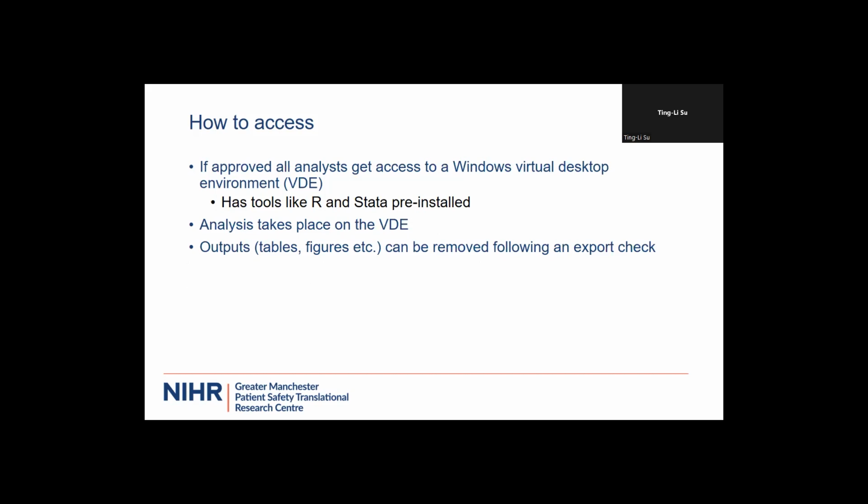If it does get approved, then the analysts get provided with a Windows virtual desktop environment. So you connect to it via a remote desktop from your local machine. It then looks like you're on a Windows machine, which has common stats tools like R and Stata pre-installed, so you can then work with the data on that machine. All analysis would then take place within that environment, and for any outputs for papers, for example, where you want to take tables or figures or some numbers to put into a paper, there's an export checking step where the data to be removed needs to be checked to make sure there are things like no small numbers.